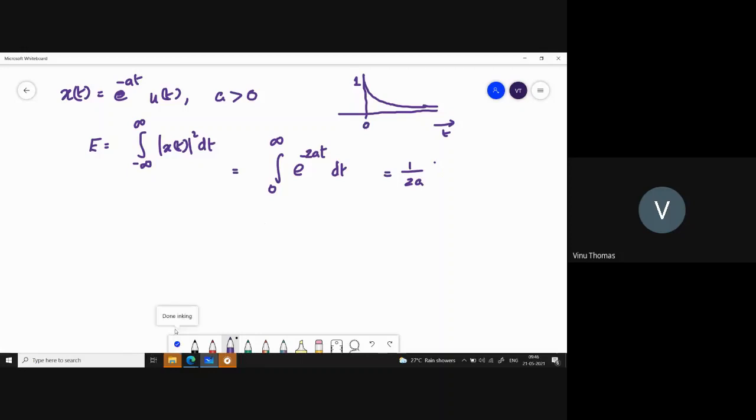So Jerry, what will be the nature of the signal? Will it be an energy signal or a power signal? Energy signal. This is an energy signal. Total average power is definitely 0 because you have to divide the energy by the total time. So 1 by 2a divided by infinity would be equal to 0. We will move on to a periodic signal now.